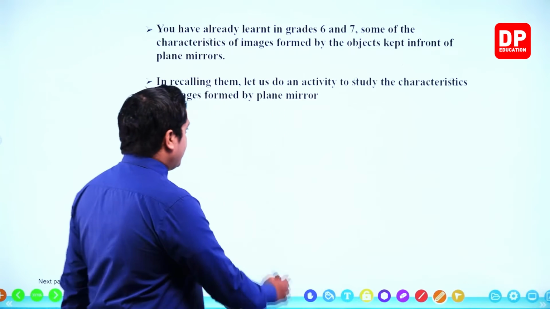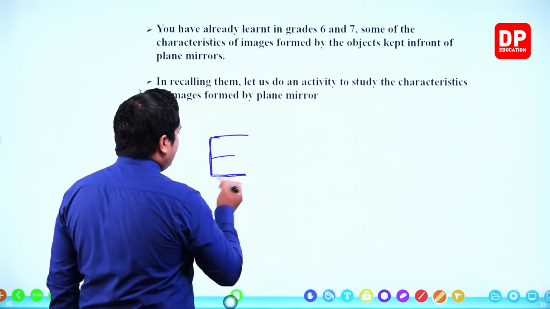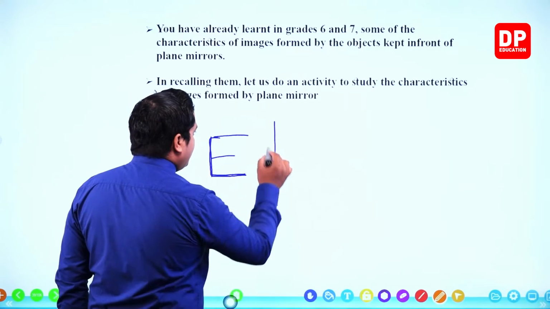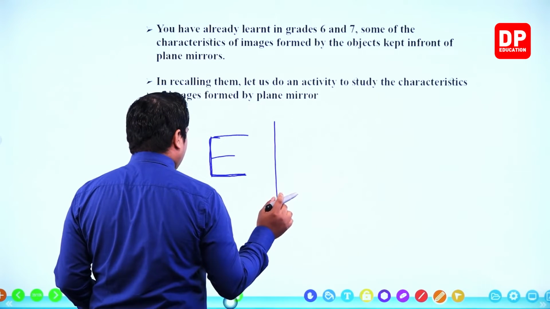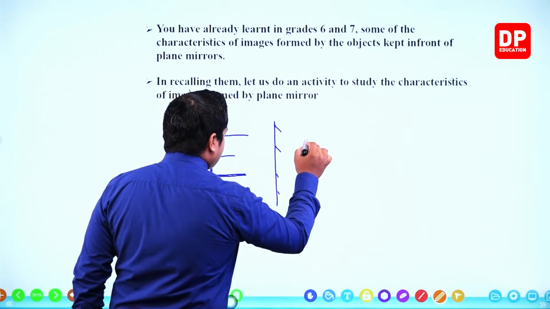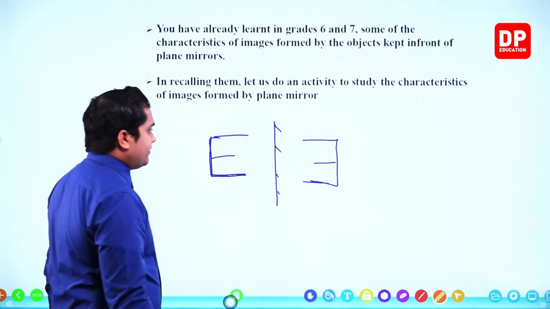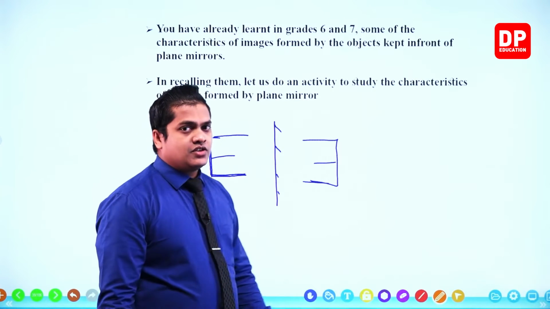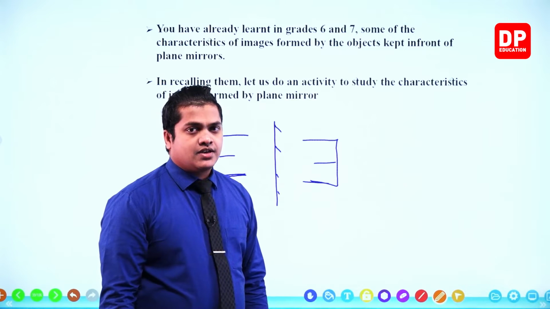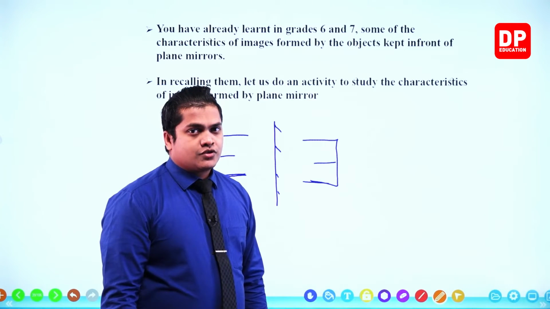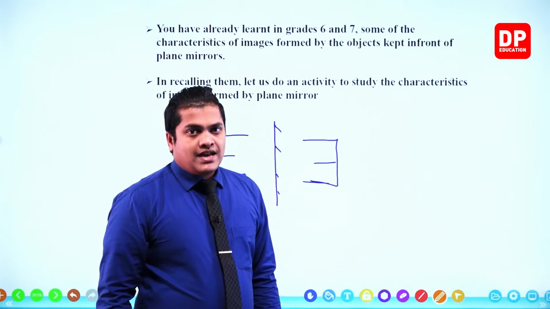In simple terms, this is the letter E. If you place the letter E in front of the plane mirror, it is indicated like this. The left and right sides are going to switch. So my dear children, this is referred to as lateral inversion.